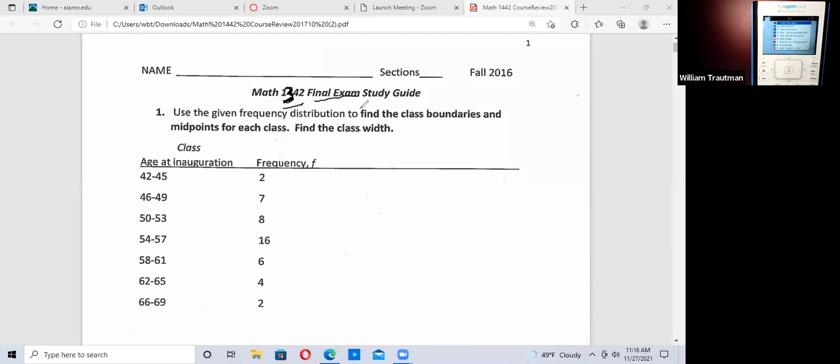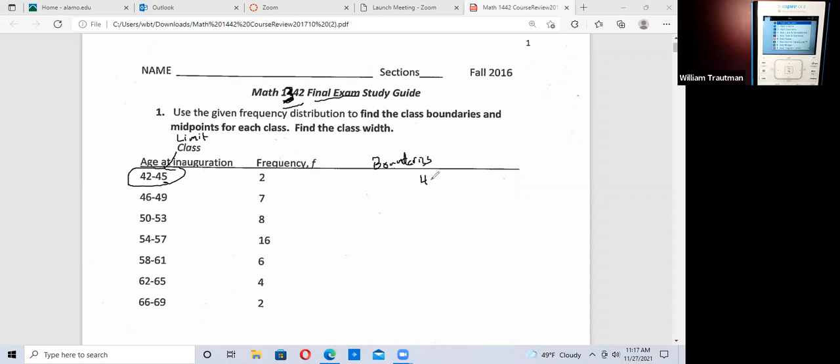Question number one: use the given frequency distribution to find the class boundaries. So I'm going to put the class boundaries here. These are the class limits, or if it just says classes, then they're the limits. Remember, you can always do the boundaries as a half more of the lowest digit that we have. So we're talking about the ones, so a half more, 0.5 more.